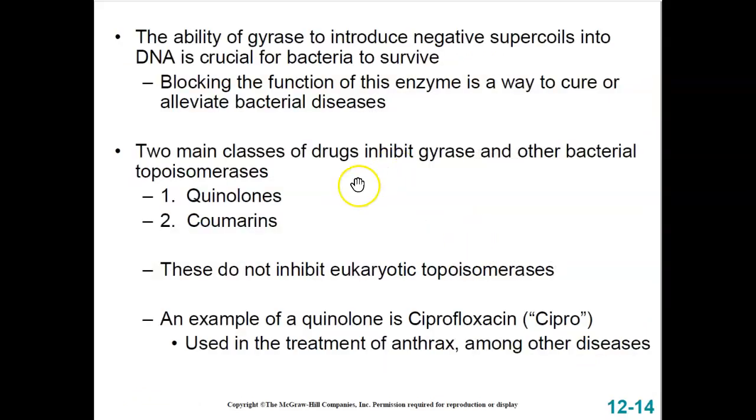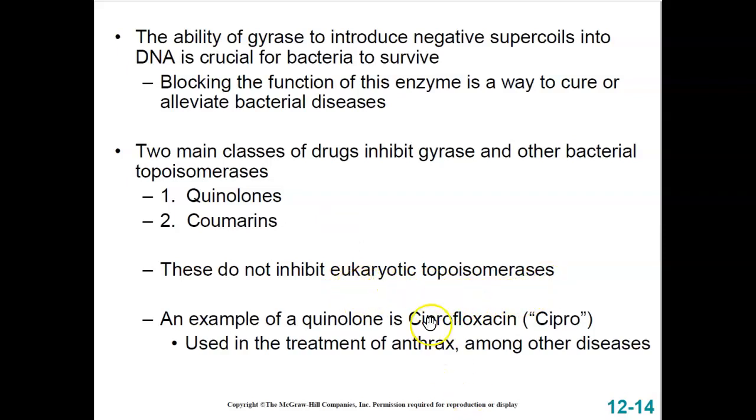So gyrase induces negative supercoils, like we just talked about, because it's a topoisomerase, right? And without it, bacteria are not going to survive. Blocking topoisomerases actually kills bacteria. And so 2 examples of medications that block topoisomerases are the quinolones and the coumarins. The quinolones and the coumarins are both antibiotics. They don't inhibit eukaryotic topoisomerases.